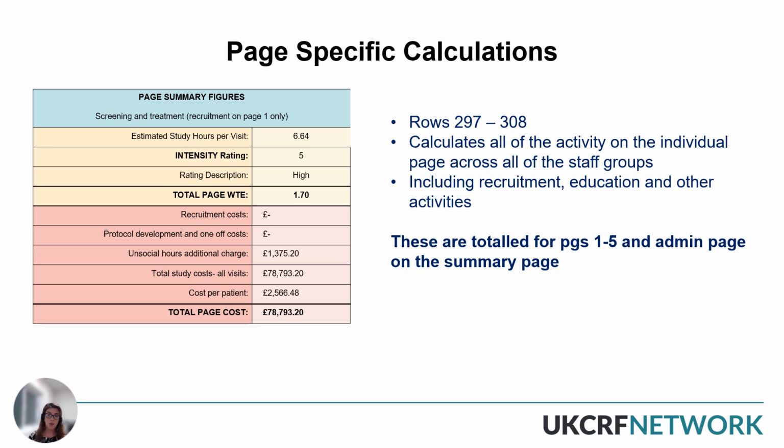And then what you'll also get on the summary page is a total for all of the pages together. So the summary page will have a bigger output encompassing everything. You don't need to do any manual calculations. The summary page will pull that all through for you.